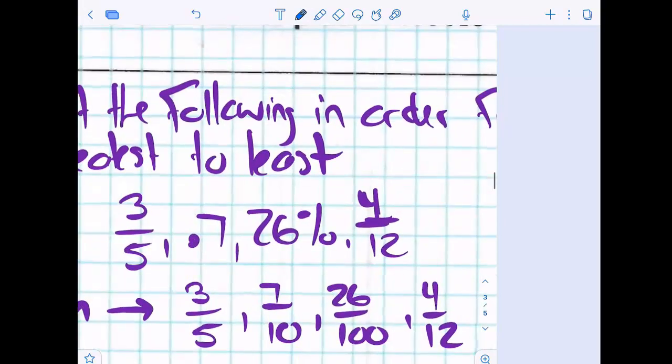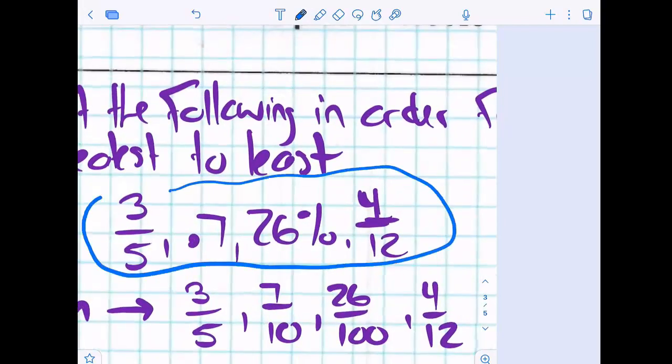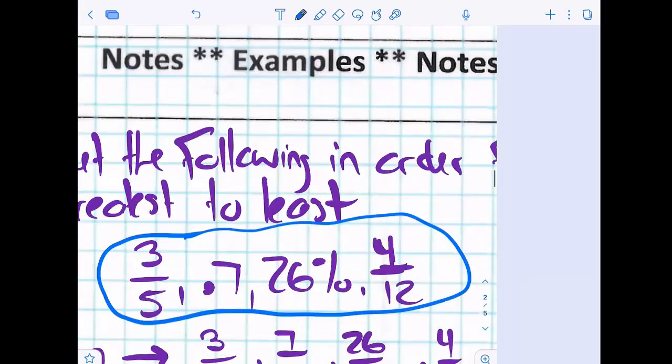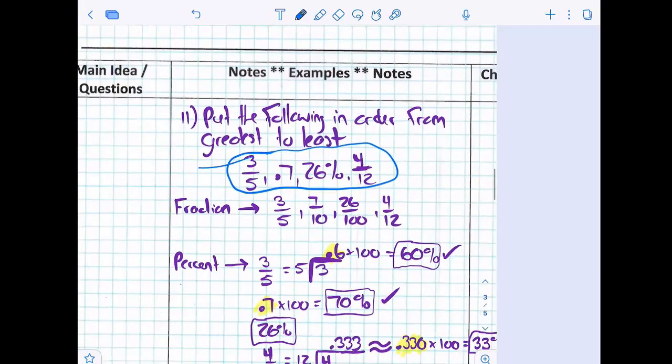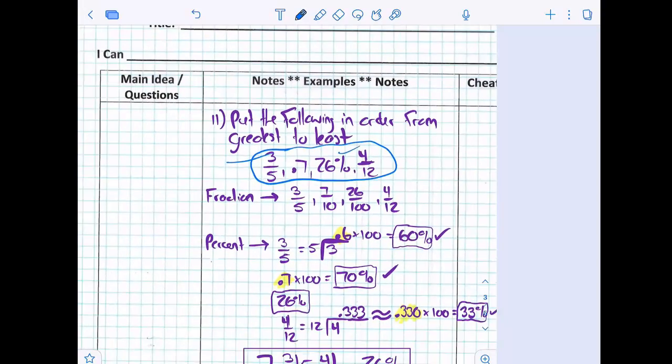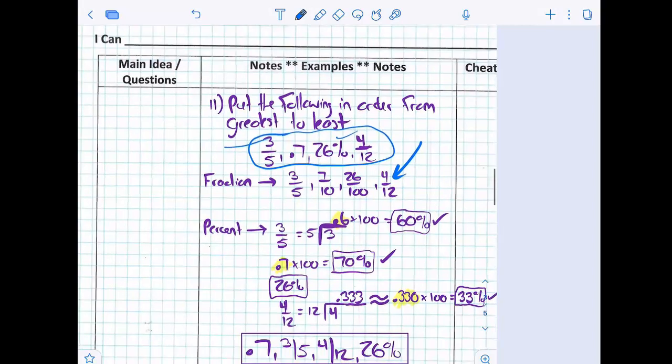This problem right here, we had these 4 numbers, 3/5, 7/10, 26%, and 4/12. In order for us to put them in order from greatest to least, we needed to get them all in the same form. We decided that fractions wasn't the best because once we got them all into fraction form, what did we notice about the denominators? You can't compare denominators that are different, can you? No. So we decided to actually get them all into percent form, just like here.